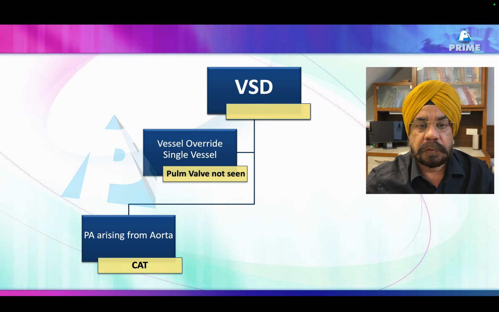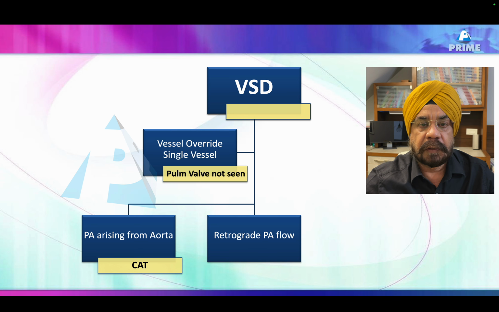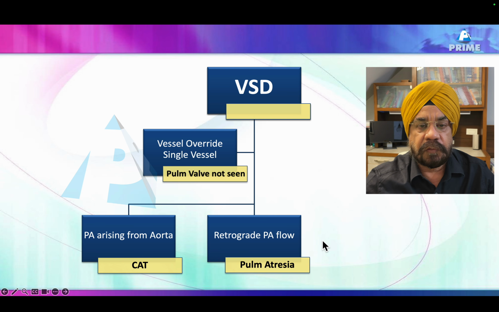Now, number two situation could be when you see no second vessel, you see a single large vessel coming out of the VSD, overriding. Then you do a three vessel view, and there you find the pulmonary flow is in a retrograde direction. You see a small pulmonary artery filling retrogradely from the ductus. That means this is a patient of VSD with pulmonary atresia.